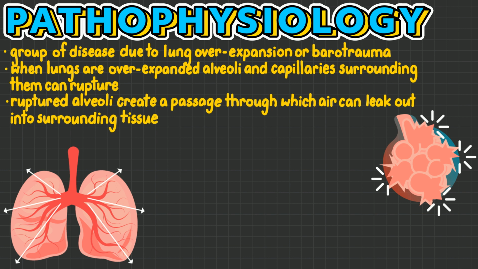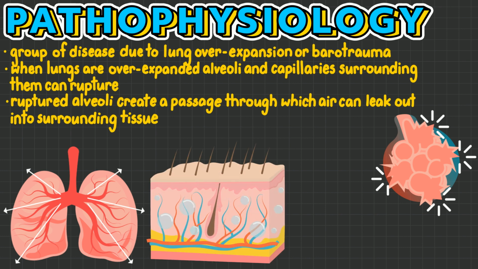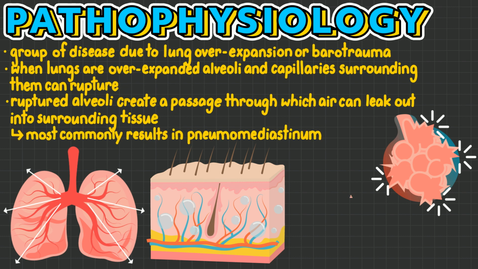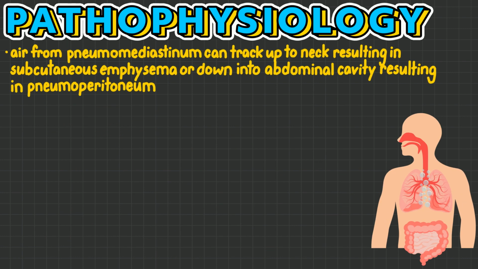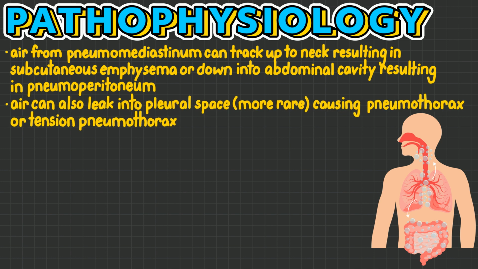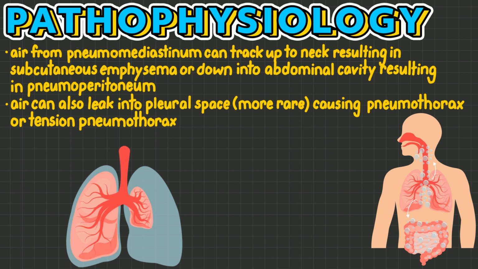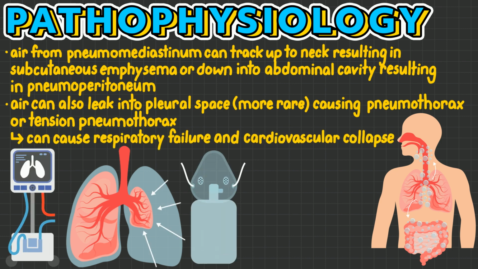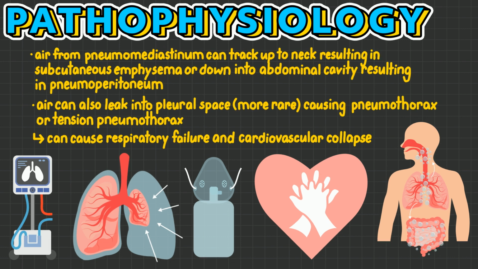Ruptured alveoli create a passage through which air involved in ventilation can leak out into surrounding tissue. This most commonly results in a pneumomediastinum. From there, the air can track up to the neck, resulting in subcutaneous emphysema, or down into the abdominal cavity, resulting in a pneumoperitoneum. However, air can also leak into the pleural space, although more rare, and cause a pneumothorax or tension pneumothorax, which can then subsequently cause respiratory failure and cardiovascular collapse.